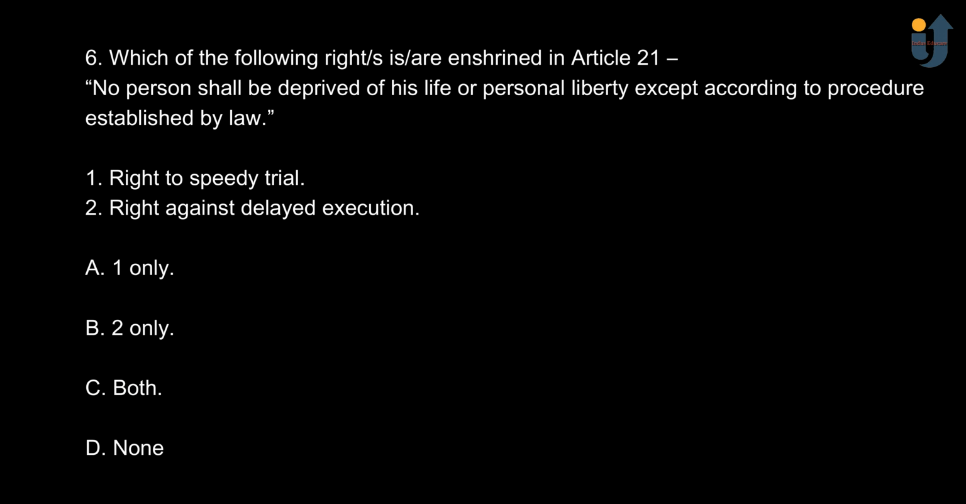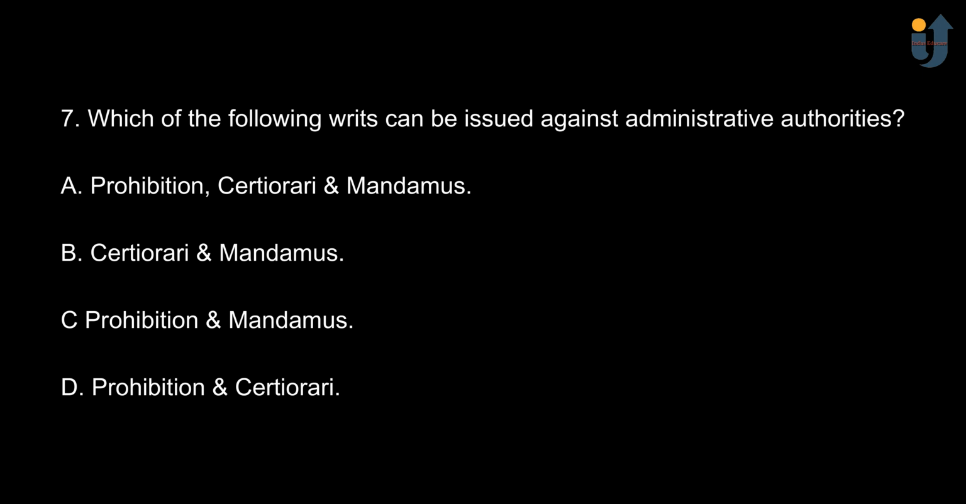Next, which of the following writs can be issued against administrative authorities? Option A, prohibition, certiorari, and mandamus. Option B, certiorari and mandamus. Option C, prohibition and mandamus. And option D, prohibition and certiorari. The correct option is option B, certiorari and mandamus.